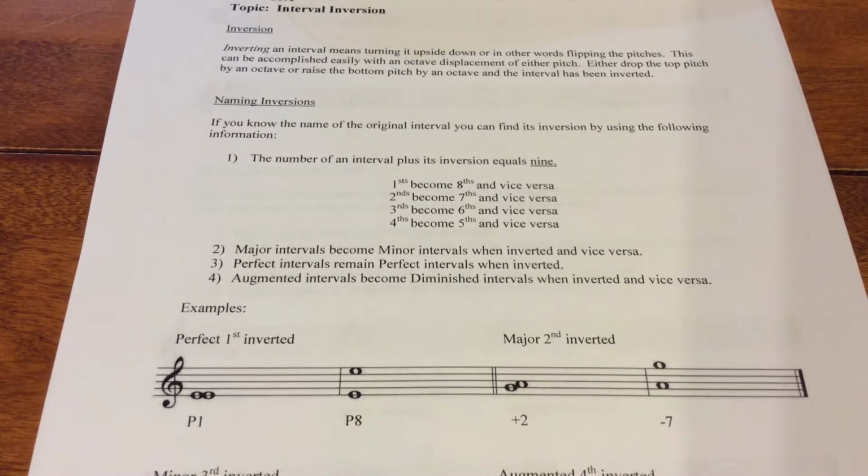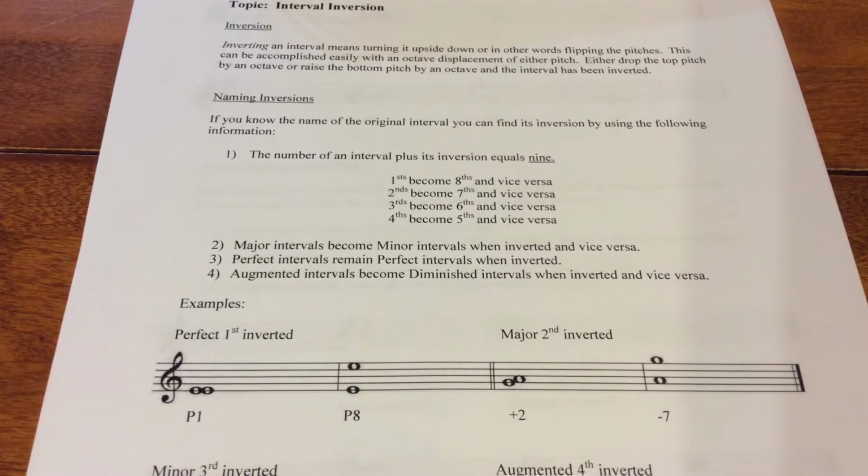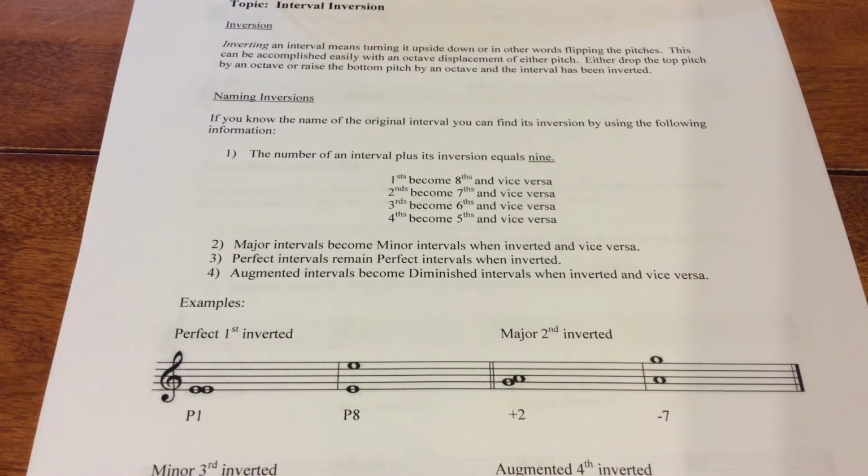The second piece of information is the relationship that exists between different types of intervals. Major intervals will become minor intervals when they are inverted, and vice versa. And the same goes for augmented and diminished intervals when we invert those. The only ones that do not change are perfect intervals.